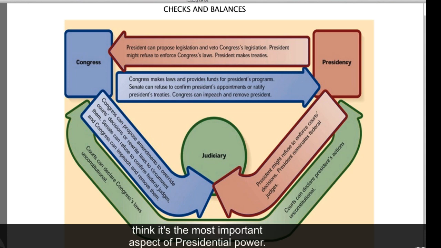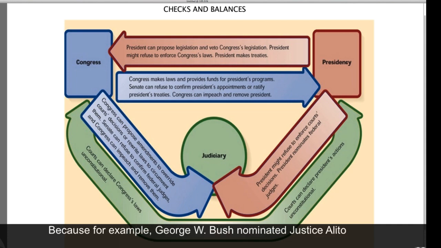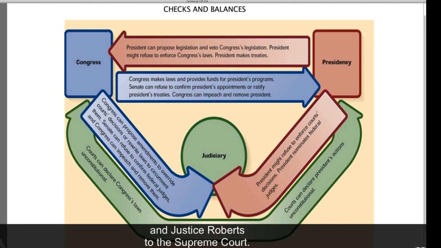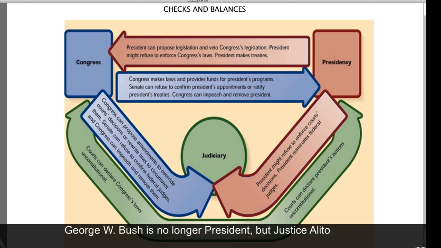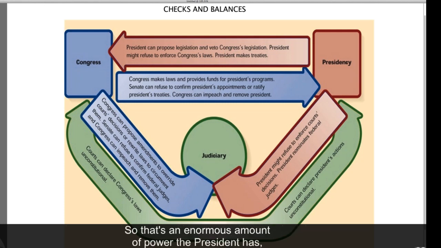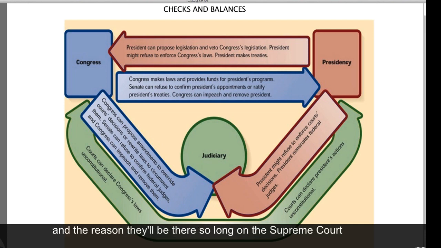And currently, many people think it's the most important aspect of presidential power because, for example, George W. Bush nominated Justice Alito and Justice Roberts to the Supreme Court. George W. Bush is no longer president, but Justice Alito and Chief Justice Roberts will be there for the next 20 years shaping public policy and legal policy in the United States. So that's an enormous amount of power the president has. And the reason they'll be there so long in the Supreme Court is they're nominated for life.